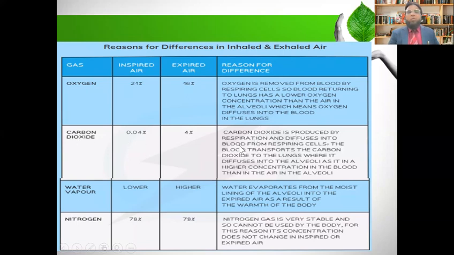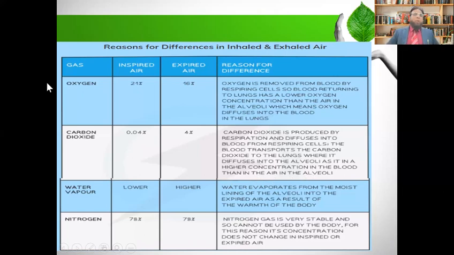Carbon dioxide gas is produced by respiration and diffuses into the blood from respiring cells. The blood transports the carbon dioxide to the lungs, where it diffuses into the alveoli, as it is in a higher concentration in the blood than in the air in the alveoli.